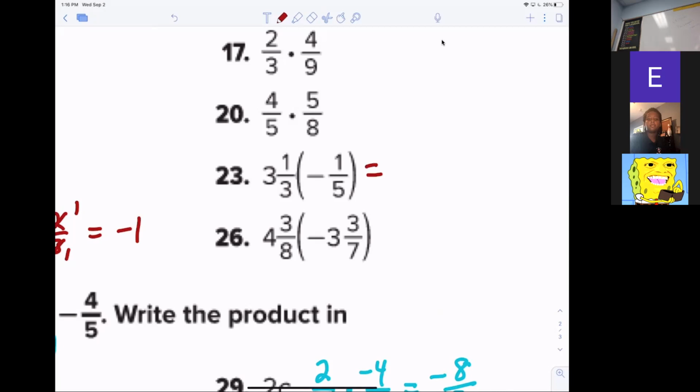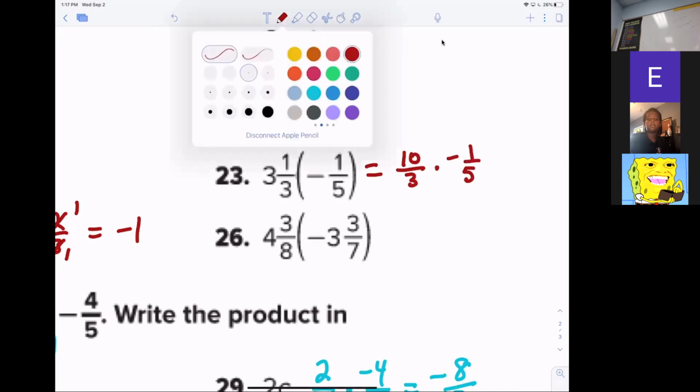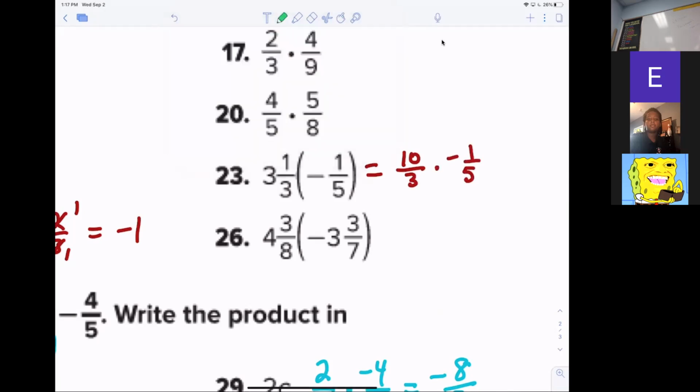If you change 3 and 1 over 3 to 10 over 3, good job. And then it stays, it's just negative. And then you change 10 to 2 and 5 to 1. Final answer. Negative 2/3. Good job. You're awesome. Negative 2/3. Beautiful.